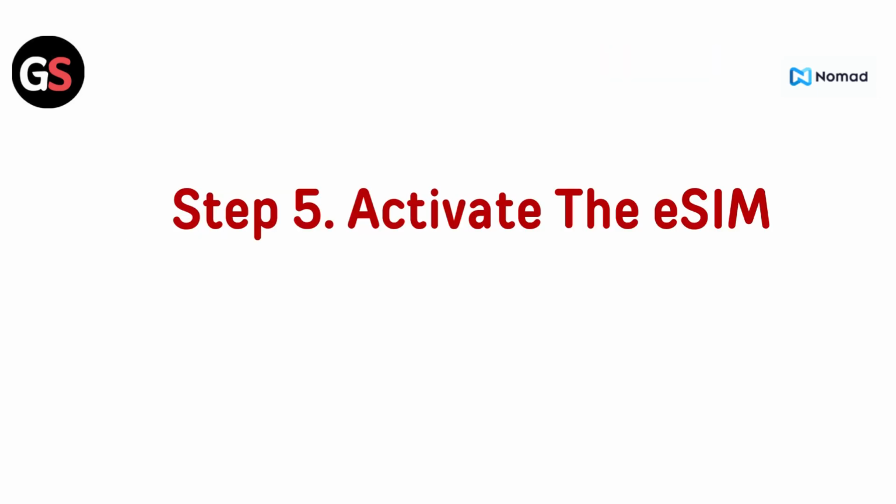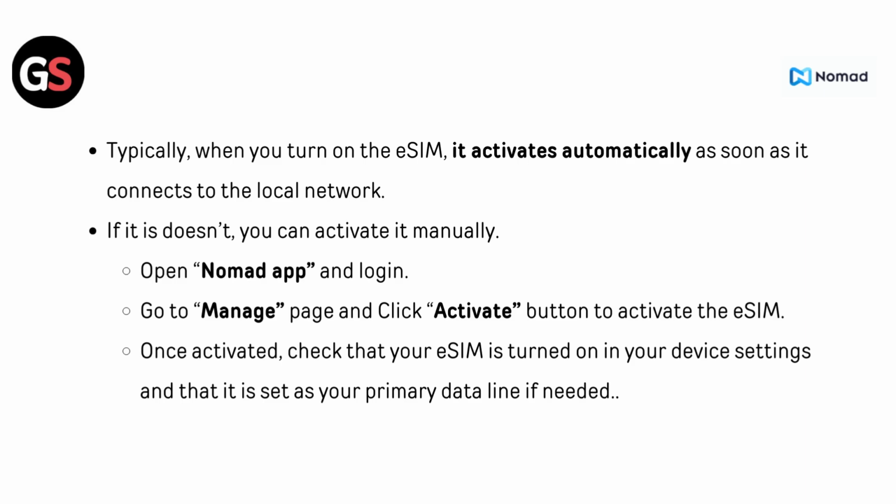Step 5. Activate the eSIM. Typically, when you turn on the eSIM, it activates automatically as soon as it connects to the local network. If it doesn't, you can activate it manually. Open Nomad app and log in. Go to Manage page and click Activate button to activate the eSIM. Once activated, check that your eSIM is turned on in your device settings and that it is set as your primary data line if needed.